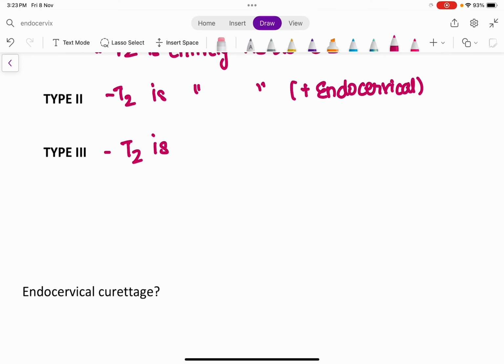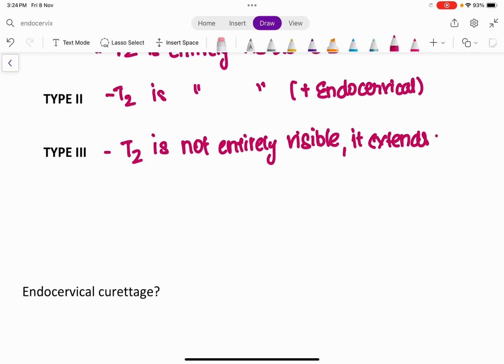Type 3 is where the transformation zone is not entirely visible. The transformation zone is not entirely visible because it extends into the endocervical canal. So what is the endocervical canal? Endocervical canal is the endocervix, right? So the transformation zone is not entirely visible and it extends further into the endocervical canal.